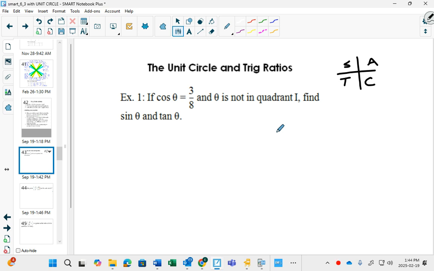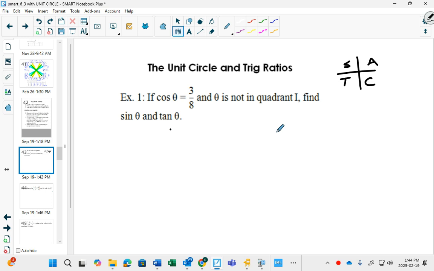And the CAST rule tells us where things are positive. All of them are positive in quadrant 1, but it's not in quadrant 1. The S means only sine is positive in quadrant 2. The T means only tangent is positive in quadrant 3. And the C means that only cosine is positive in quadrant 4. So every trig ratio has 2 quadrants where it's positive and 2 quadrants where it's negative.